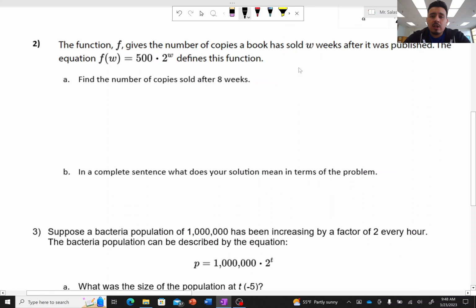We're going to continue working on the Unit 5 study guide. We're going to be looking at problem number 2. Problem number 2 has two parts to it, so let's see.